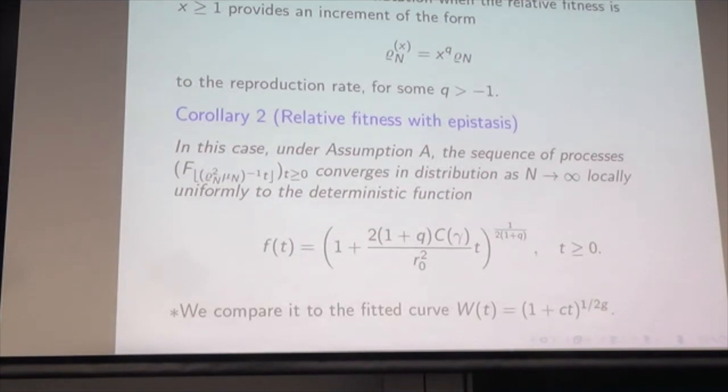In this case, when a beneficial mutation arrives, it gives an increment to the reproduction rate, this time depending on X. X is the genetic background, and we give it this form. Of course, it's just for mathematical convenience. I don't know in reality what happens. In this case, we can prove that in the limit we have this curve. I'm not going to give the proofs, it's too technical.